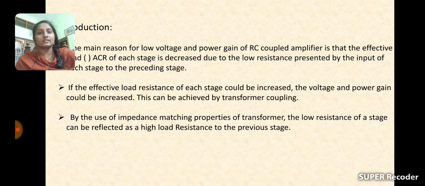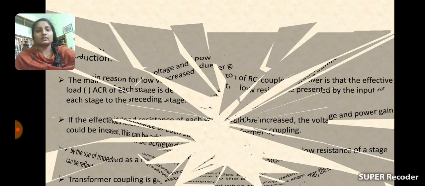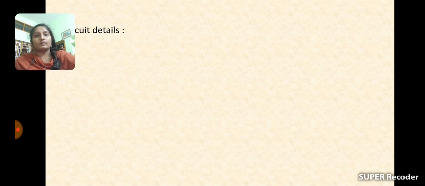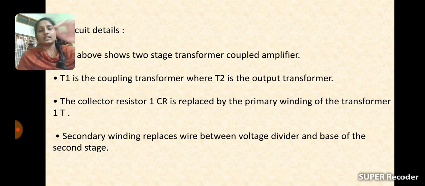Whatever I explained is there in the slide. Now see the main reason for the low voltage and power gain of the RC amplifier. Here one drawback is there for RC coupled, already listed in the disadvantages: low voltage and low power gain. Transformer coupling is used, as I already said, to increase the strength of high frequency signals. Here we are using a transformer. Now see the circuit details: T1 is the coupling transformer, whereas T2 is the output transformer.